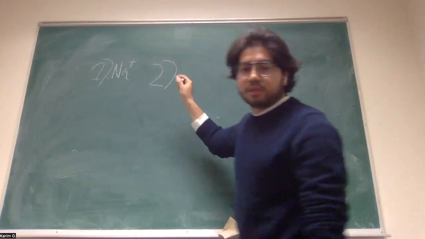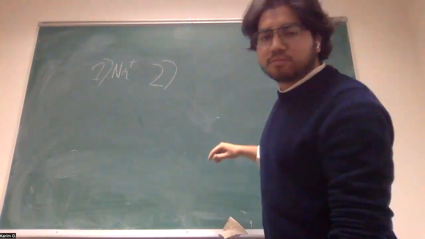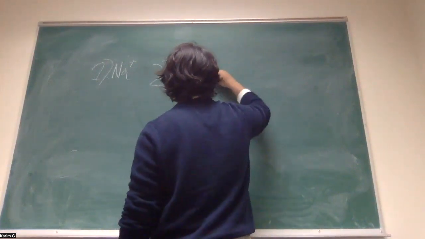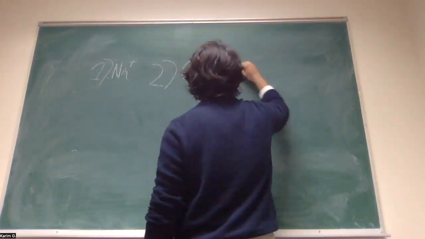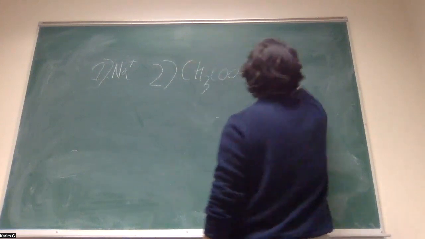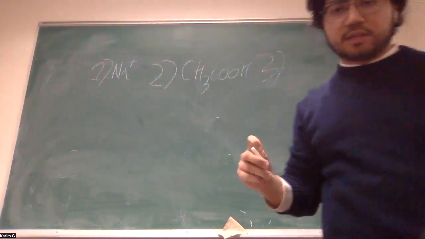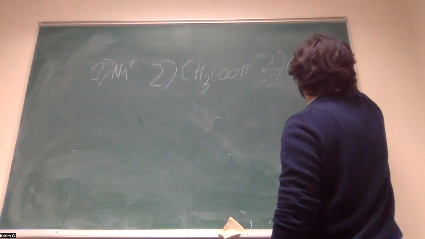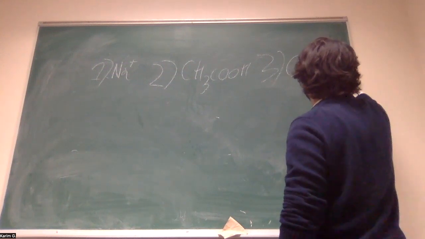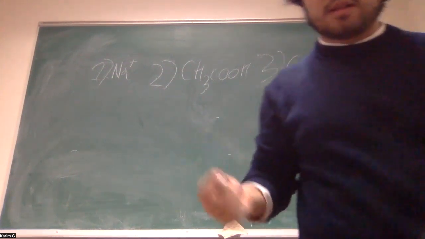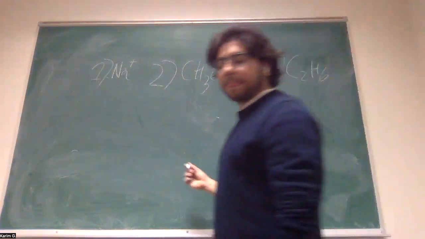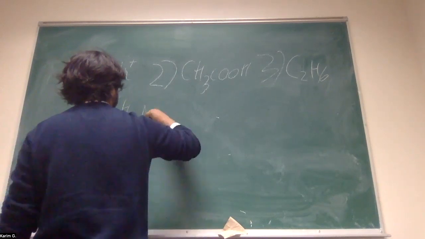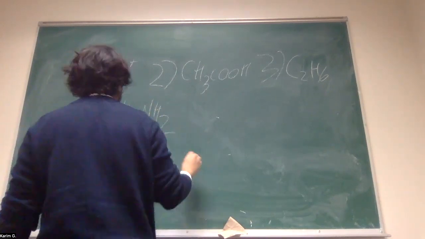Okay, so you're given option 1, which is sodium. Option 2, which is acetic acid. And 3, which is C2H6. And then 4, which is CH3NH2.